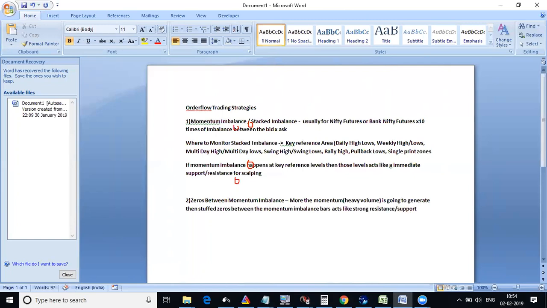That is the reason we are taking 10 times of volume here, and all the blocks are getting filled with thick numbers, let's say 100, 250, and then 700. You know which is a bigger number when you start interpreting order flow charts. You know the relative volume happening at every 5-minute interval. So when more than 10 times activity is happening compared to the other side, and in parallel you're seeing a zero between those momentum imbalances, then that acts like a strong resistance or support zone.